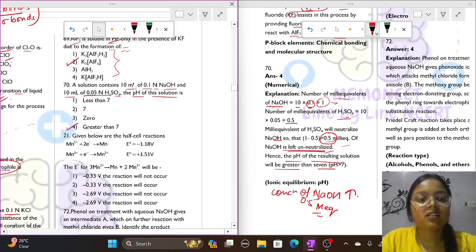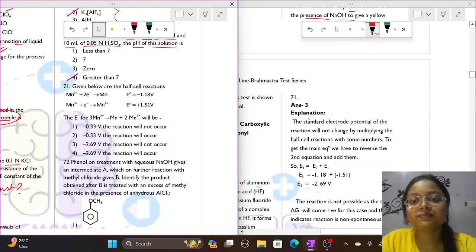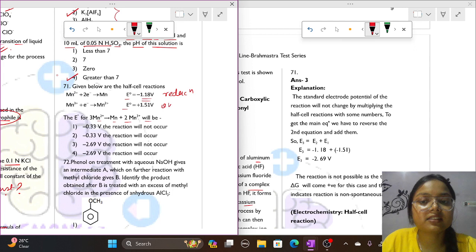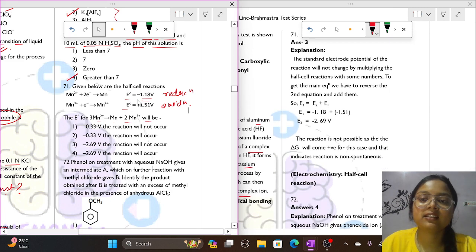For question number 71, given below are the half cell reactions. The E naught for Mn2+ to Mn3+ will be found. First we have to find which is the oxidation half cell and which is the reduction half cell. So from this, we find that this is the reduction half cell and this is the oxidation half cell. Similarly, we have to find the value of E naught cell.